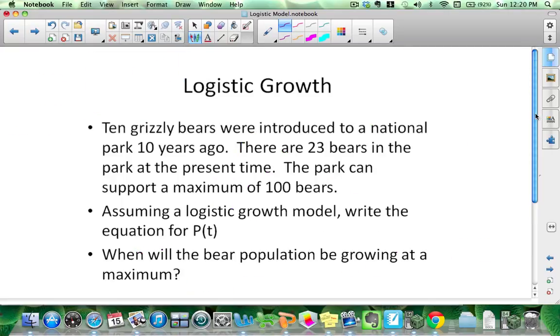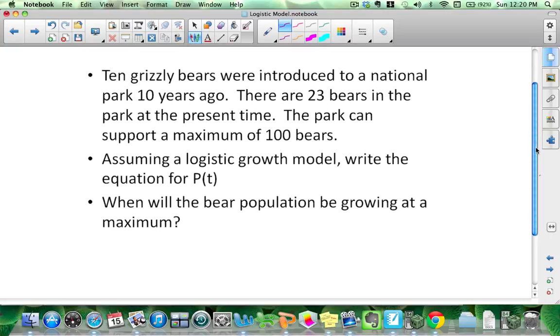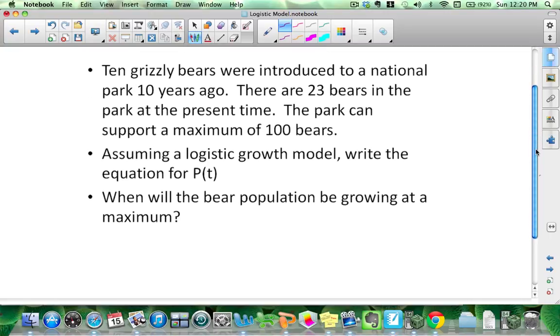All right, here's another example for you guys to be working with. There are 10 grizzly bears introduced to a national park 10 years ago. There are 23 bears at the present time, and the park can support a maximum of 100 bears. I want you to write the equation for P of t, and I want to know when the bear population will be growing at a maximum. Okay, so solve this, pause.